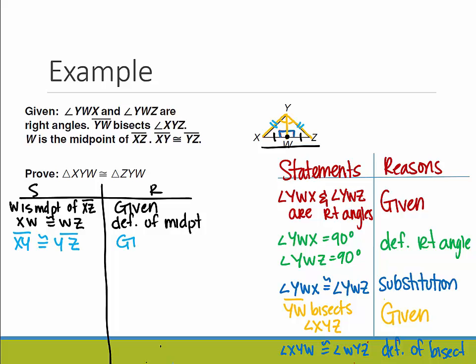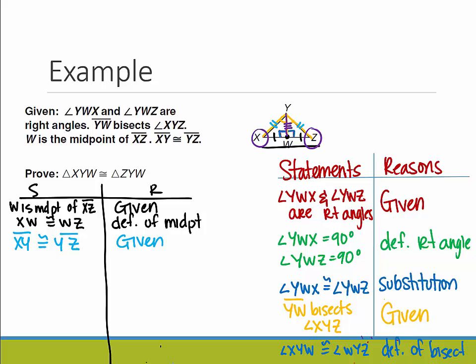So that was given. So now we basically have two more things to prove. We need to prove that this angle here is congruent to that one there, and that this side length right here is congruent. So one of these is really easy.